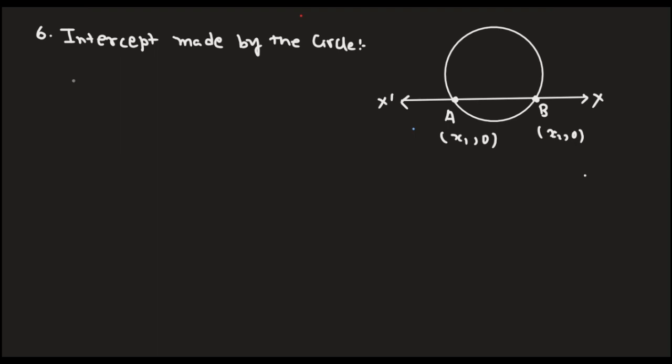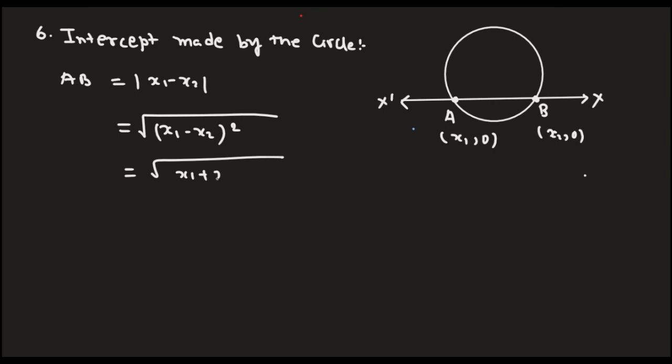So now we are going to calculate the length of AB. That means x1 minus x2. If I use the formula, we can write this as the square root of (x1 minus x2) whole square, which is nothing but (x1 plus x2) whole square minus 4 times x1 x2. Here I am using the algebraic formula, but the problem is we have to know x1 and x2.